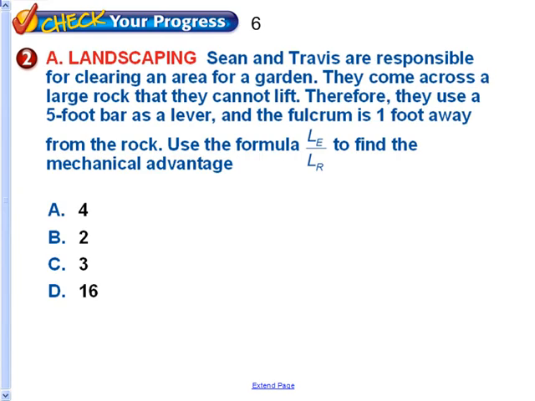This time they're using a 5-foot bar as a lever, and the fulcrum is 1 foot away from the rock. So make sure that you realize the whole pole is 5 feet long. And from here to here is 1 foot. Make sure you figure out what this section is. Okay, so go to your left page, try this one out. The sub can hit pause and then play again when everyone's done.